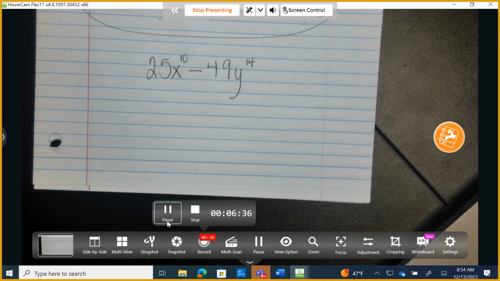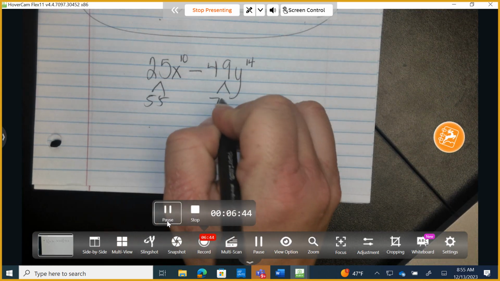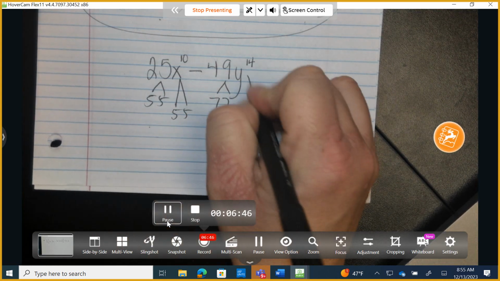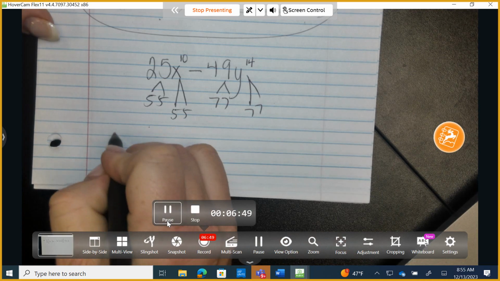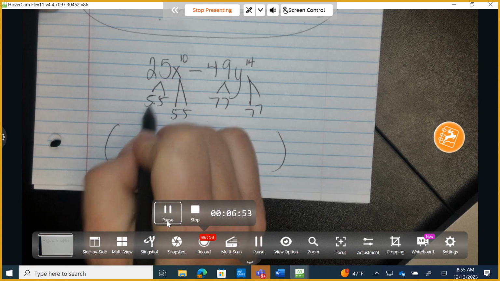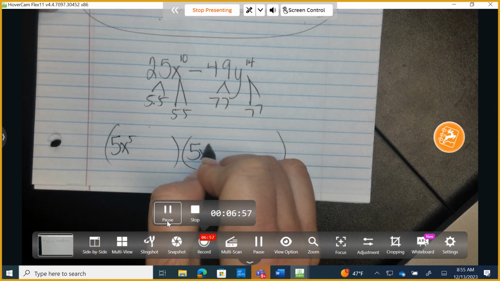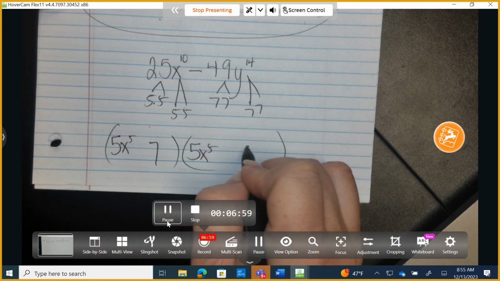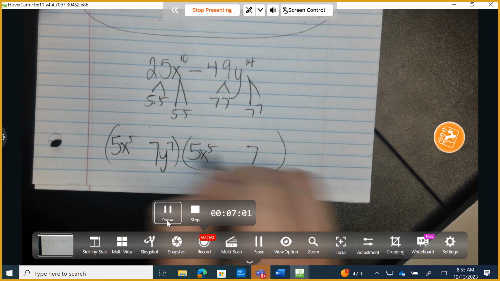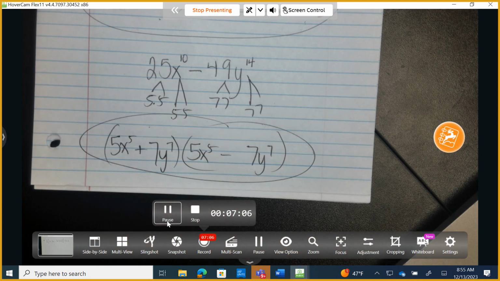How do we factor this expression? 25 breaks into 5 and 5. 49 breaks into 7 and 7. 5, 5, and 7, 7. So it is a 25. So I have 5 in front, x to the 5th in front, and back I have 7 and y to the 7. 1 is addition and 1 is subtraction.